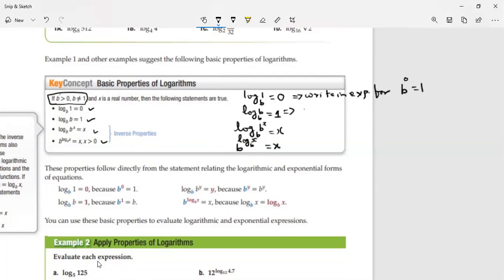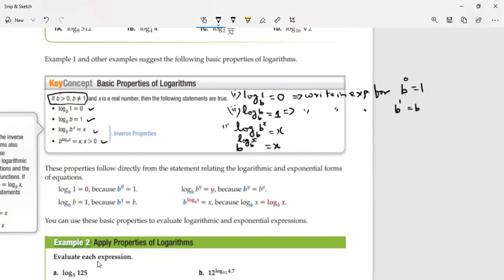Similarly, write this also in exponent form. For log b to the base b, the base on the left side is b, 1 will come on the right side, and this b will come on the right side as the exponent. So b to the power 1 is equal to 1, that is, b to the power 1 equals b. That is true. So the second result is verified by the exponential form.